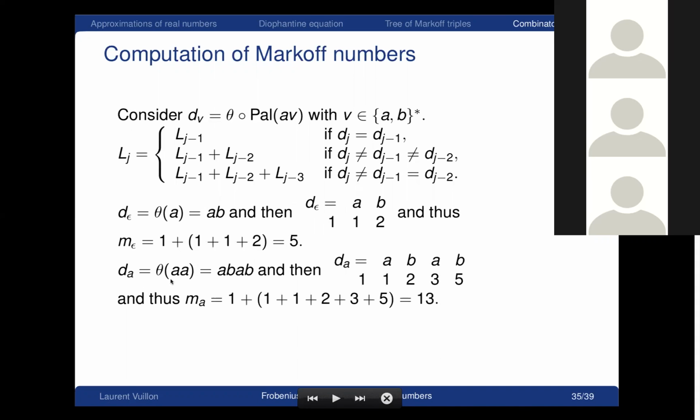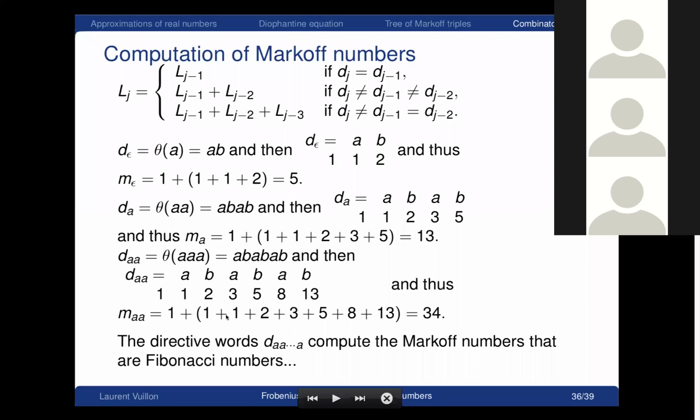And you can find it, for example, for V equal A. So now you are looking at theta of pal AA. The directed word is ABAB. Here you use exactly the same computation at the beginning. You have a 1 in position 0, a 1 in position 1, a 1 in position 2. As the three letters are distinct, you have A, B, A, you use the second rule. So you make the sum of the two last values, so it's a 3. Here you have BAB, so you use the second rule also, and you make the computation. Okay, so here it's only Fibonacci rules. So this is why you find Fibonacci numbers.